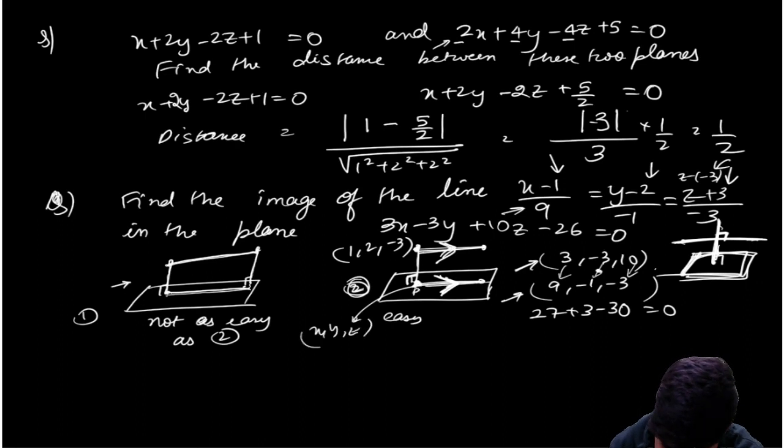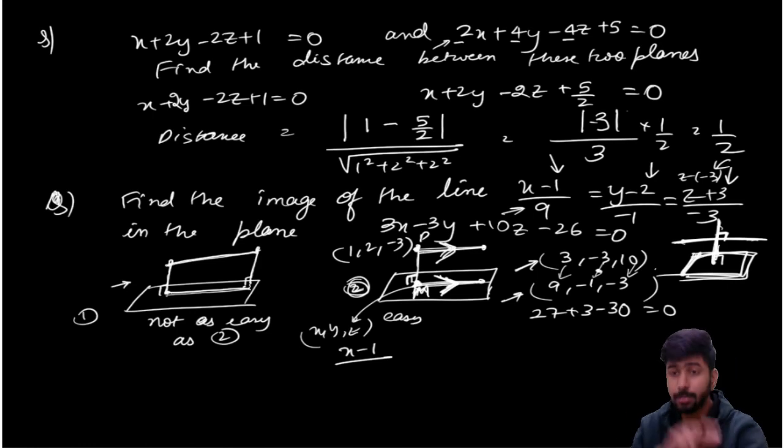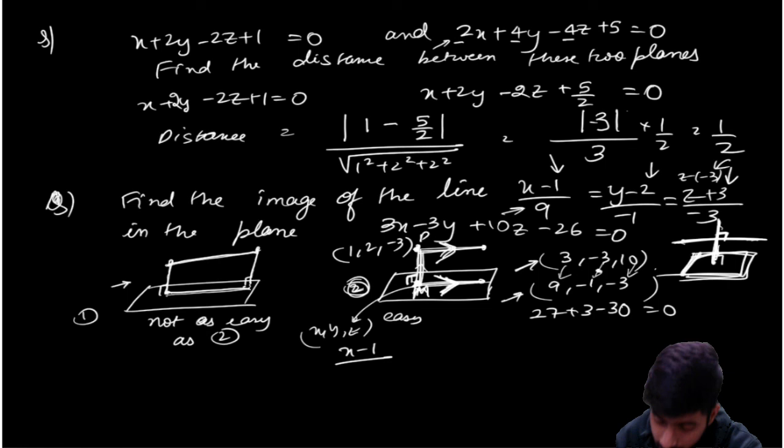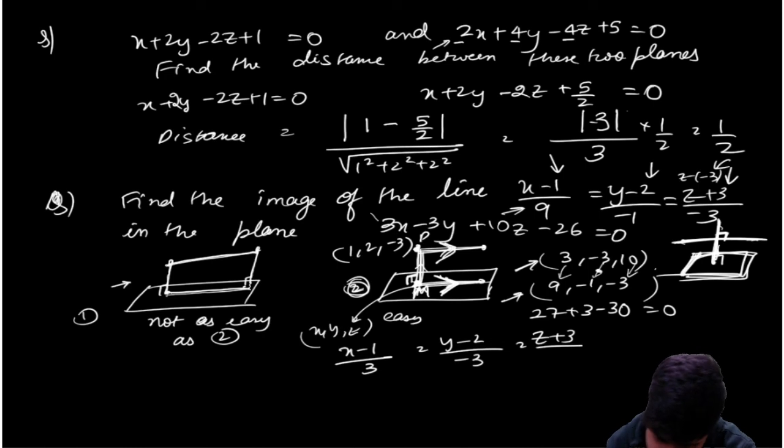Write the equation of, this is P, this is M. Write the equation of MP, right? That's nothing but x minus 1 by... And what are the DRs of this perpendicular? Nothing but the DRs of the perpendicular to the plane, because this is the perpendicular to the plane. So that's nothing but 3, minus 3, 10. So you have x minus 1 by 3 is equal to y minus 2 by minus 3 is equal to z plus 3 by 10 is equal to lambda.